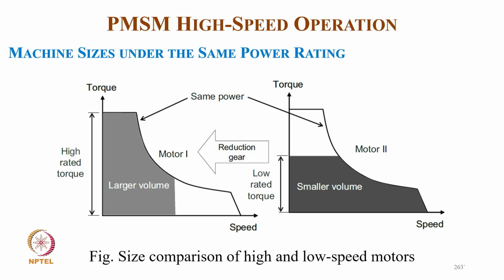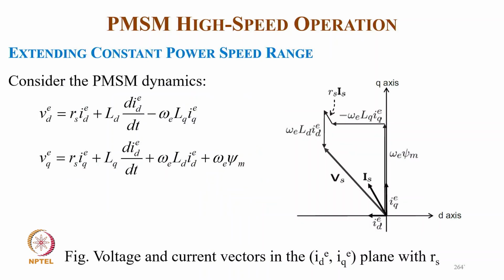So typically up to base speed we have a large volume motor, and then we have a motor with typically the same power but for high speed with a reduction of volume, and the second case is a size comparison of high and low speed operation motors. So of course high speed motors normally have a smaller volume, and low speed motors have a large volume because of this torque and power relation. Of course we use gears there.